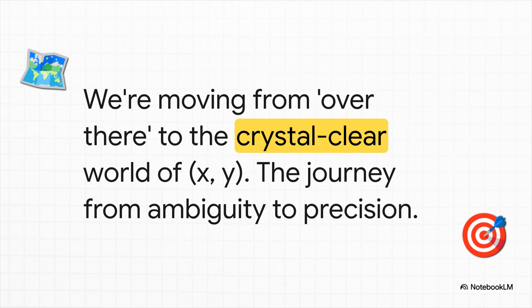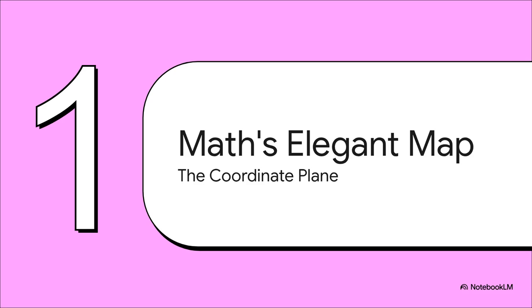So we're basically trading in those vague, hand-wavy descriptions for the crystal clear world of math, a world where any location, any single point in space, can be nailed down with just two numbers inside a couple of parentheses. It's a huge leap from guesswork to a total guarantee. So, how do we pull this off?